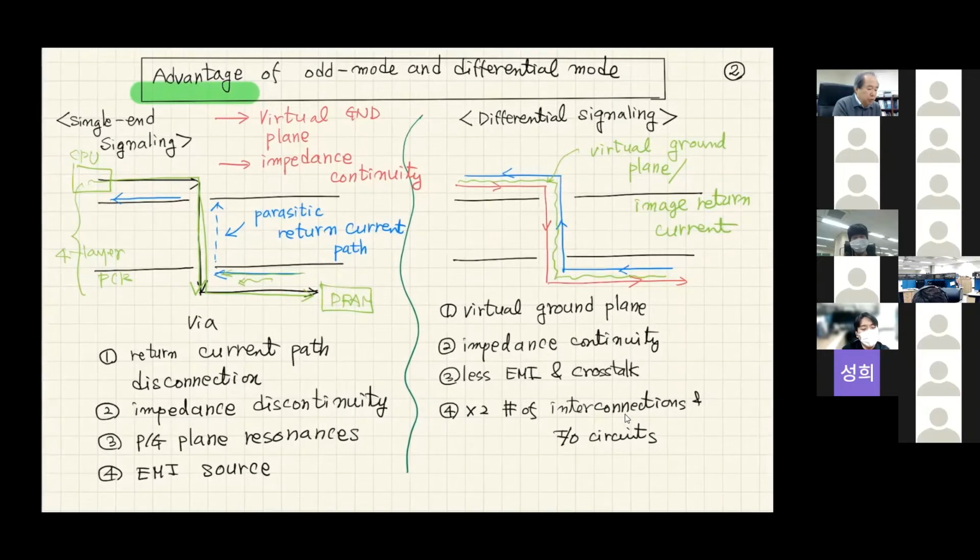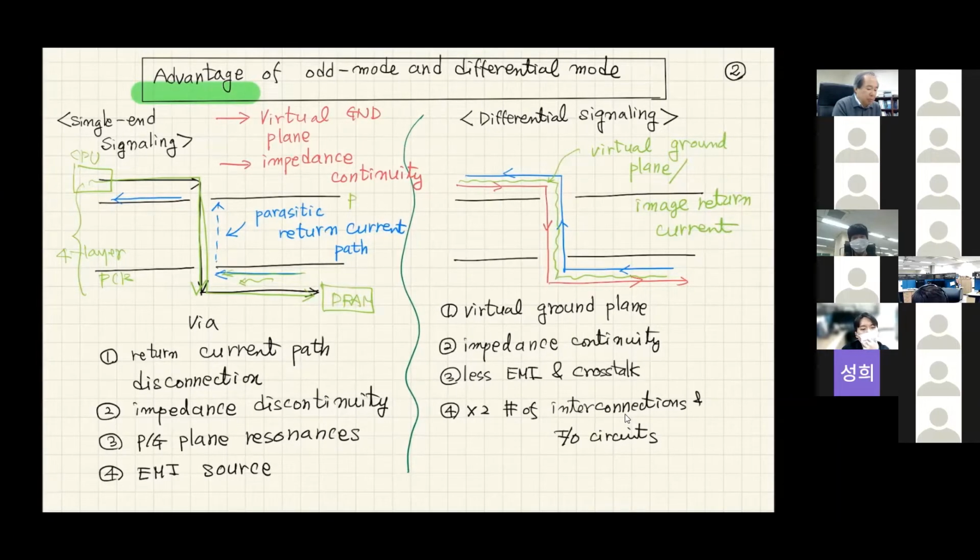But usually this plane is designed for power and this plane is designed for ground, and power and ground are not connected. So this return current has to go through this parasitic return current path. This is a kind of displacement current, and it has to be connected to the return current on the power plane.